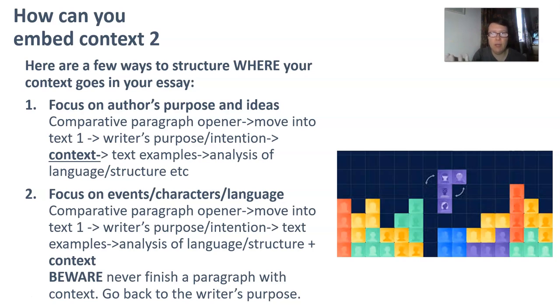So you're focused on the writer's purpose, the writer's intention. You've got your comparative paragraph opener, and then you move into whichever text you're talking about, whether it's Frankenstein or The Handmaid's Tale. As you do that, you're going to be writing about the writer's intention, because that's what we're front loading our paragraphs with. And then that's where you put your context in.